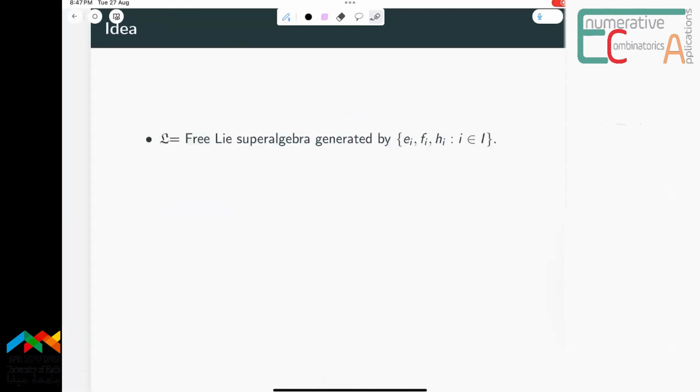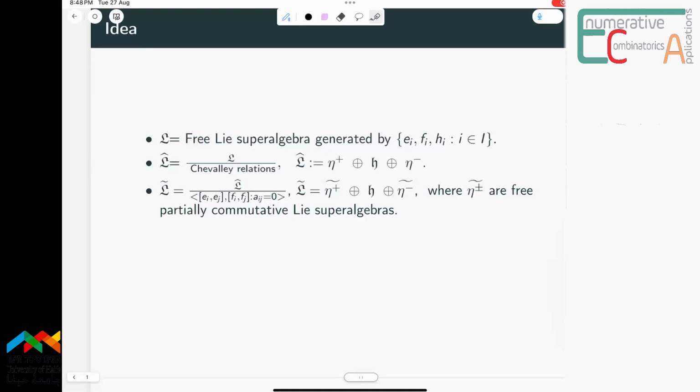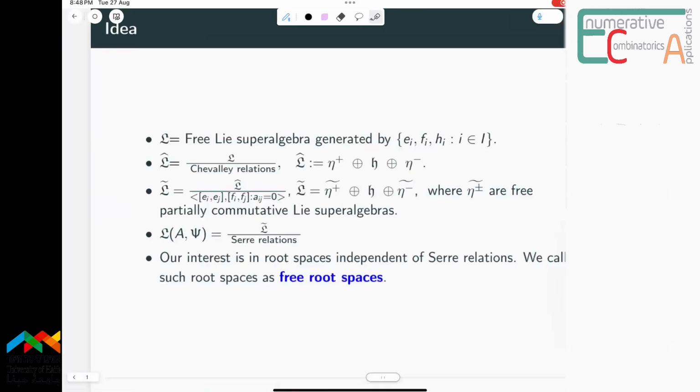So this is another way of defining this. Take a free superalgebra generated by these generators. First, we impose the necessary Chevalley relations. It gives us the triangular decomposition. Then we impose these relations: if a_ij is 0, then the partial commuting relations, which are relations on these root spaces. So the final relations give us, by quotienting by all the relations, these superalgebras. Our interest is in free root spaces, which are those root spaces that are independent of the Serre relations. If we quotient by Serre relations, the root spaces which are unaffected, we call free root spaces.